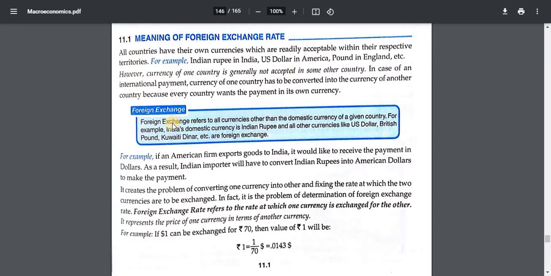Foreign exchange. Foreign exchange refers to all currencies other than the domestic currency of a given country. For example, India's domestic currency is the Indian rupee and all other currencies like US dollar, British pound, Kuwait dinar, etc. are foreign exchange.